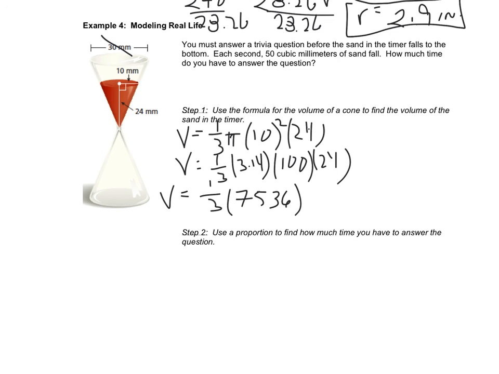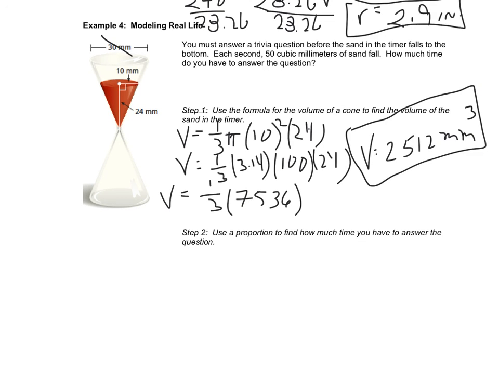Which means the volume of the sand is 2,512 cubic millimeters. So again, that's not the amount that could fill this timer. It is the amount that we have in the sand only. So now the question doesn't ask how much volume of sand do we have. It asks how much time do you have to answer the question.